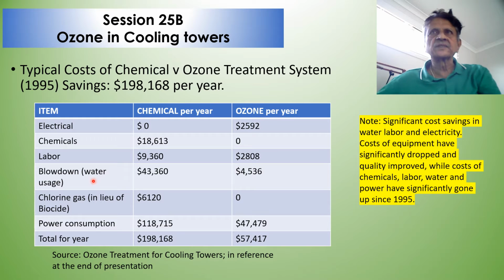The water usage with chemicals will be around $43,000, and if ozone is used, it's only $4,000. This is mostly top up, and the expenditure for chemicals is because there's a heavy blowdown to reduce the TDS, loss of chemicals, and we have to top up against that water loss. Then you have the chlorine gas. You use biocide as chlorine. That is $6,000 a year.